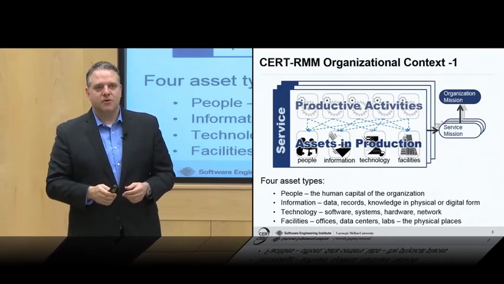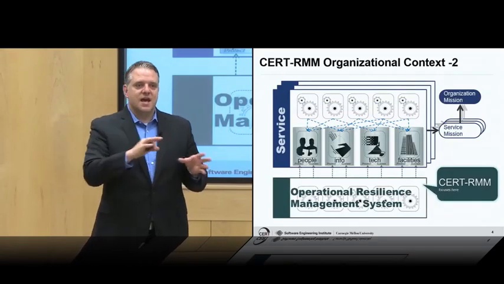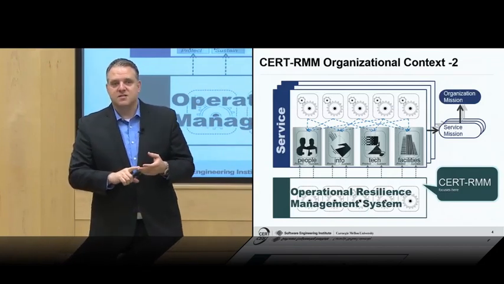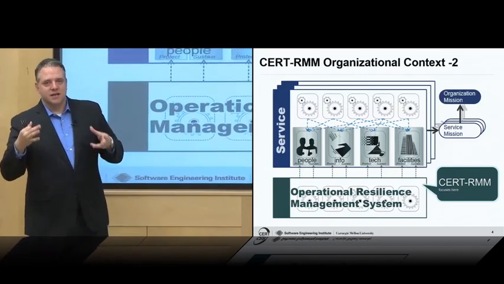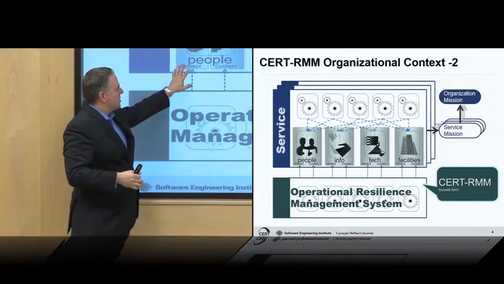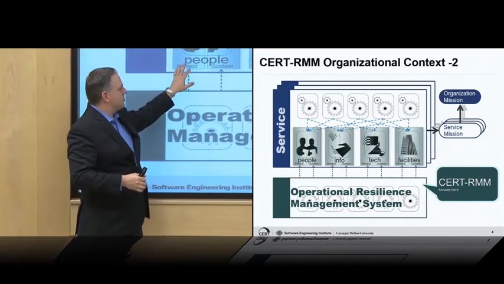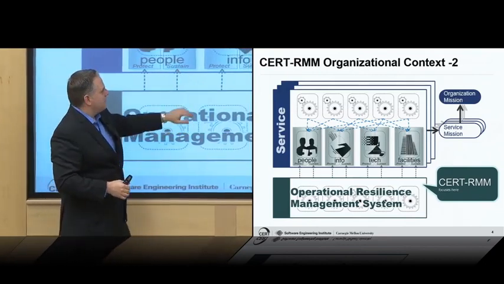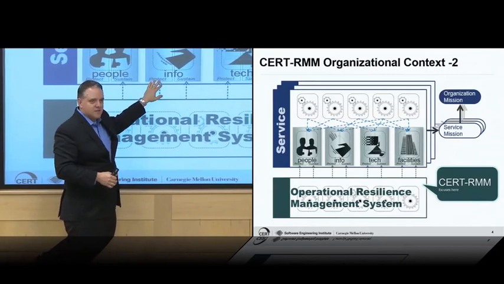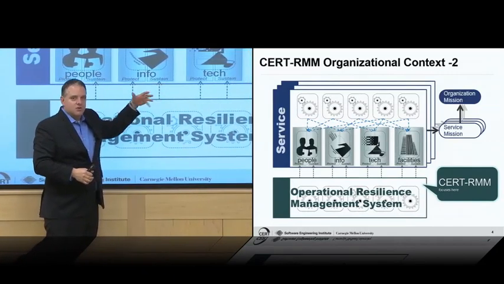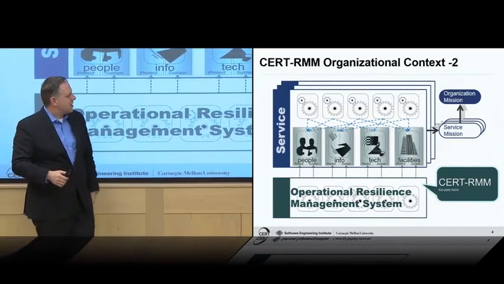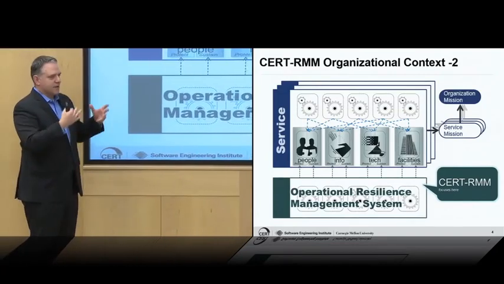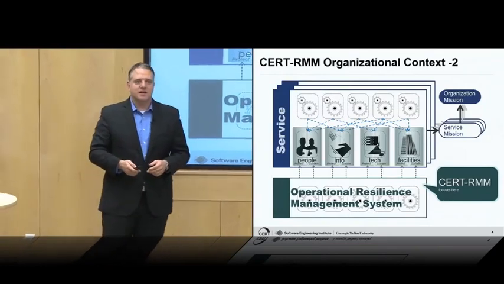And this is where RMM focuses. Because it says, take each of those assets, people, information, technology, and facilities, and be resilient with them. If you can do resilient activities around people to protect and sustain them, you're doing RMM. If, for your information, if you can protect the information and sustain it, you're doing RMM. And the same for technology and facilities. It's really about enabling resilience of those four key asset areas.